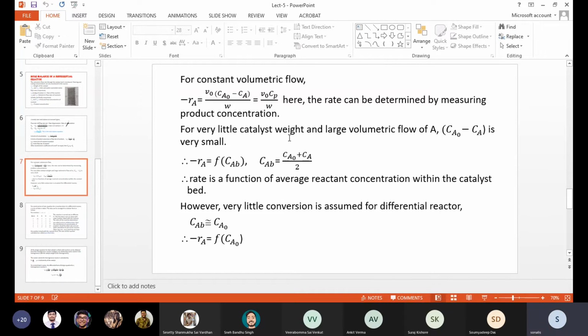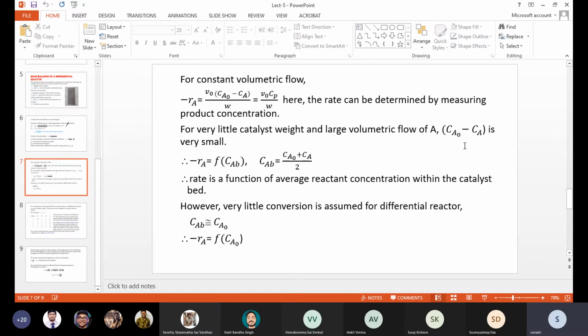For very little catalyst weight and large volumetric flow of A, very little catalyst weight means the conversion is very low, and if the volumetric flow of A is very high, then the conversion is very low. So the concentration difference between inlet and outlet of A is also very low. So Ca0 minus Ca, this difference in concentration, is very small.